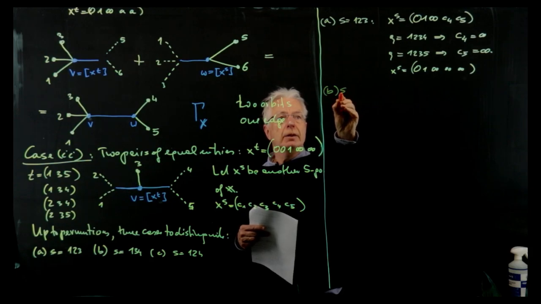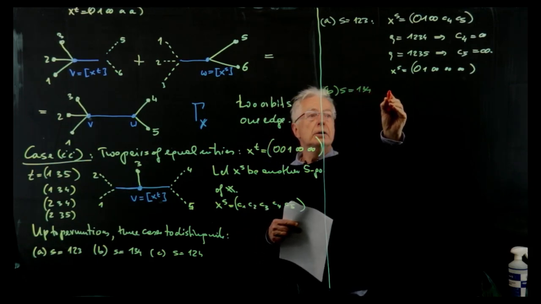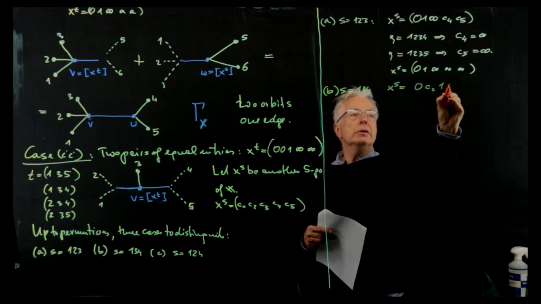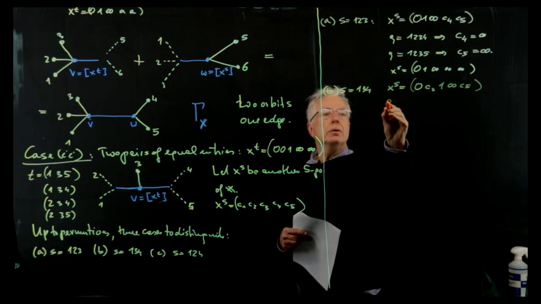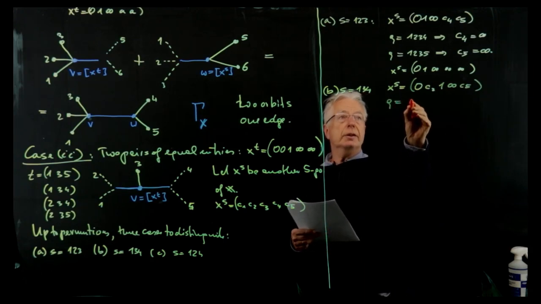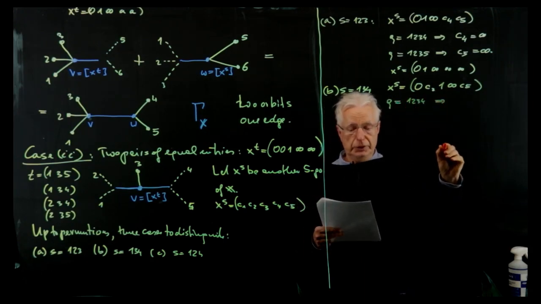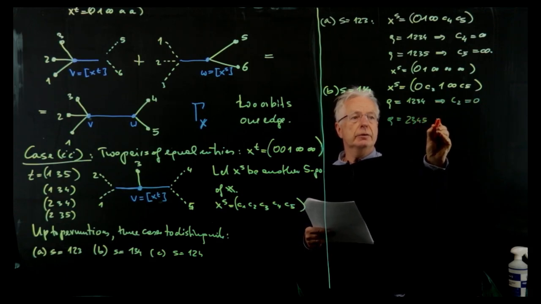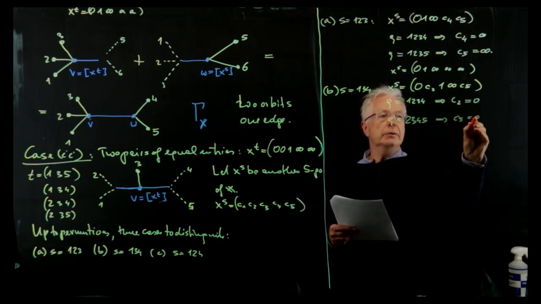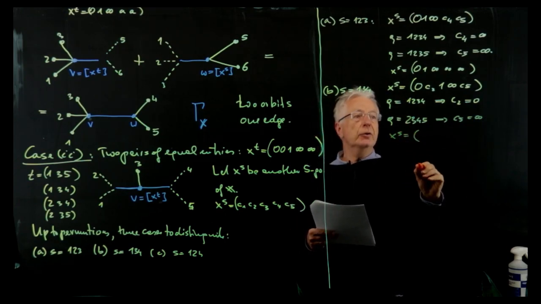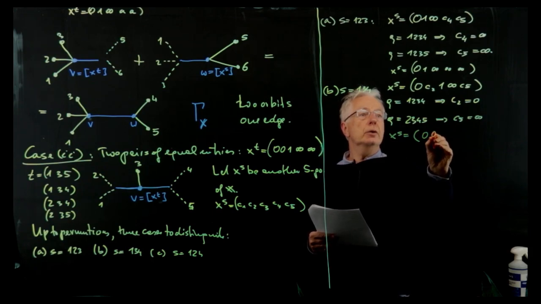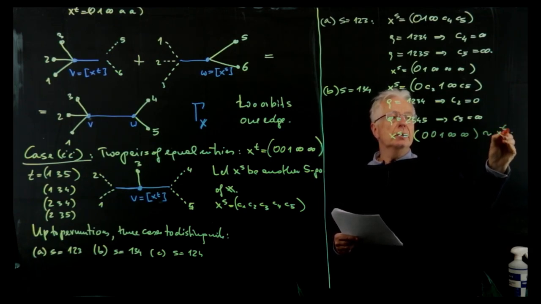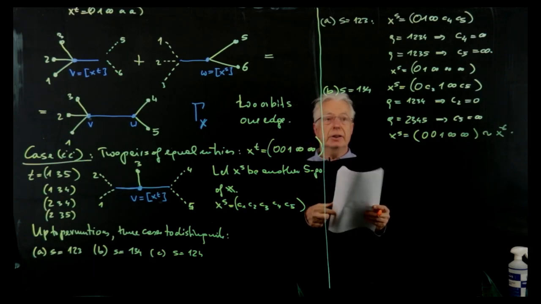Now s equals 1, 3, 4. So xs will be 0, c2, 1, infinity, c5. You take q, for completeness, you take again 1, 2, 3, 4, and from the cross ratios you get c2 equals 0. And if you take q equals 2, 3, 4, 5, you get c5 equals infinity. So xs will be, in this case, 0, 0, 1, infinity, infinity, and that's the same as xt. So nothing new. This does not count. You don't get a new one.